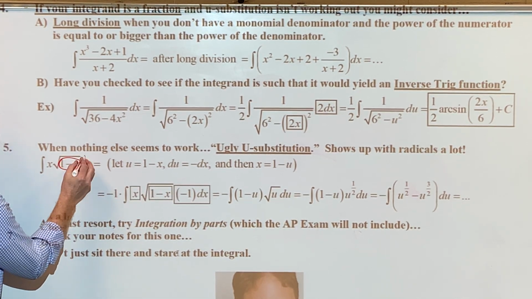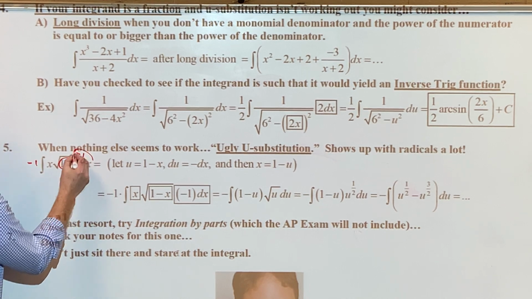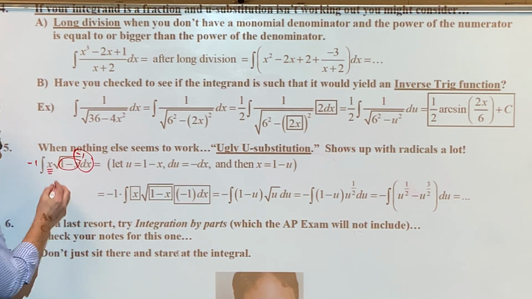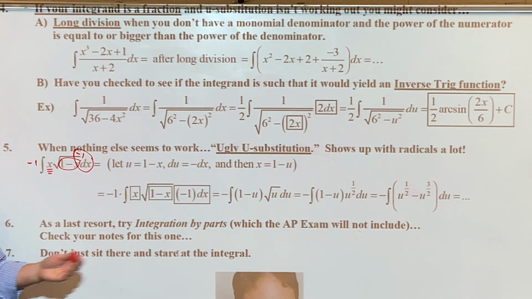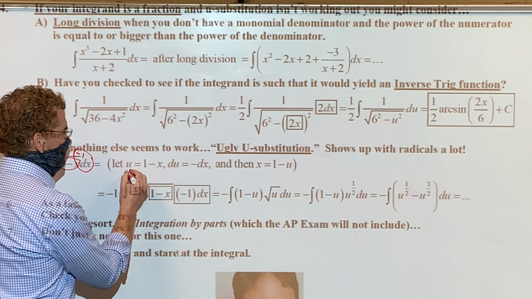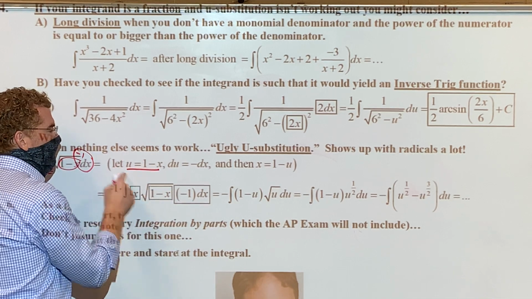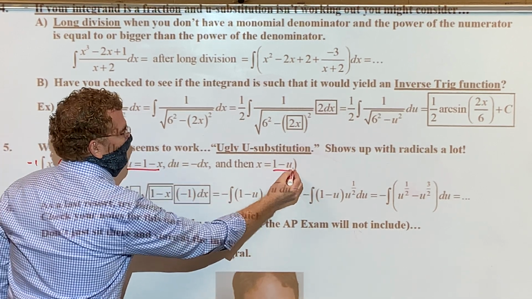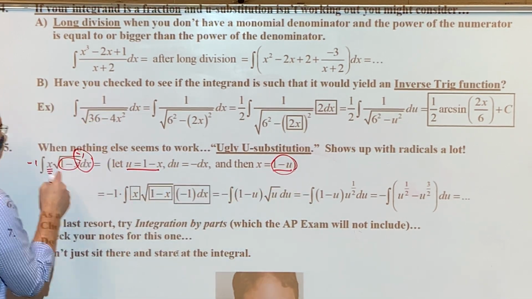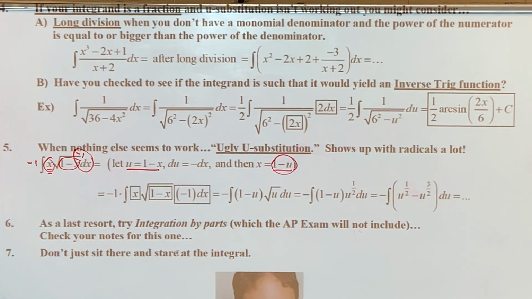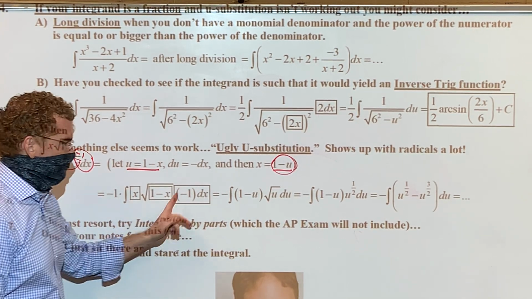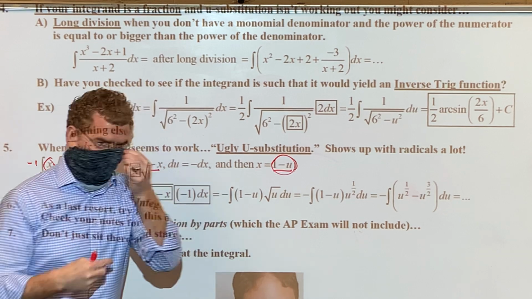U, negative 1, du, there's still going to be some other variable hanging around that you haven't replaced. And when that happens, say, all right, I'm going to solve that for x, add x, subtract u, and I'm going to put that in for that last x there. And then when you replace everything, now you've just written it in a different way.